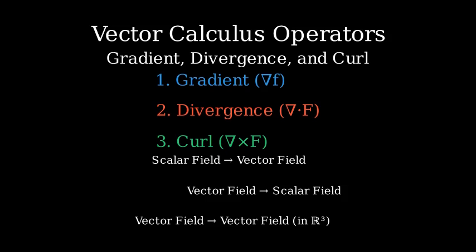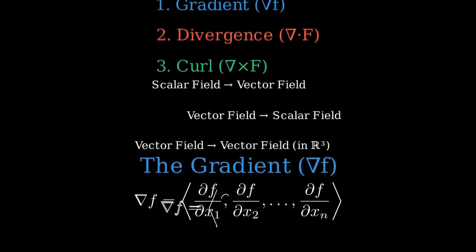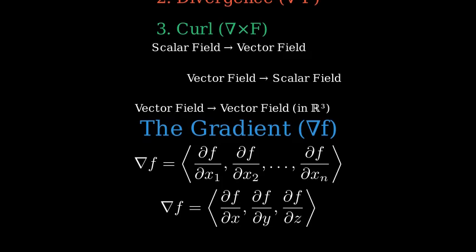Let's start with the gradient. The gradient operator, denoted as del, takes a scalar field f, which is a function that assigns a scalar value to each point in space, and returns a vector field. Mathematically, for a scalar field f of n variables, the gradient is written as del f equals the vector of partial derivatives, partial f over partial x1, partial f over partial x2, and so on through partial f over partial xn. In 3 dimensions, this would be del f equals the vector of partial f over partial x, partial f over partial y, partial f over partial z.